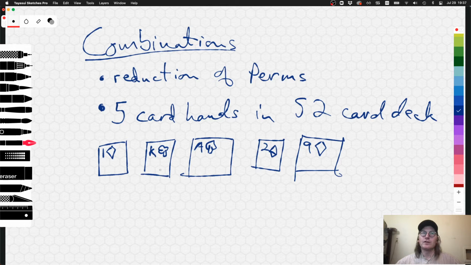It doesn't matter what order these are in your hand, right? It just matters that this is a selection. You've got 5 of them, and that's what we care about.